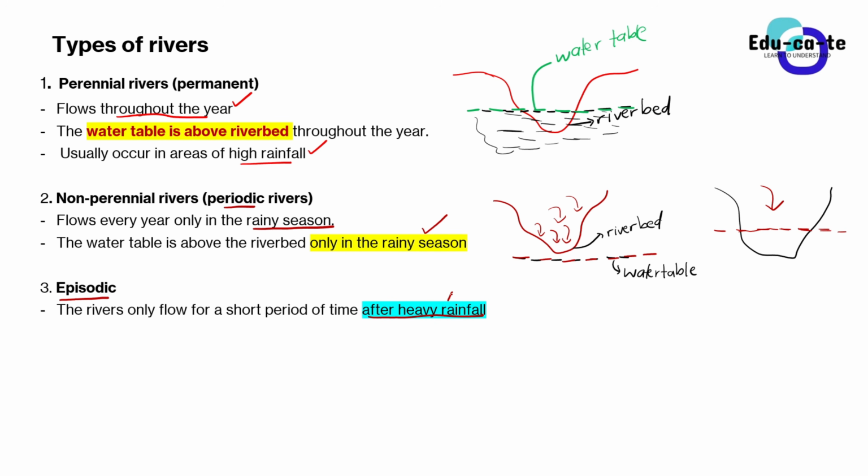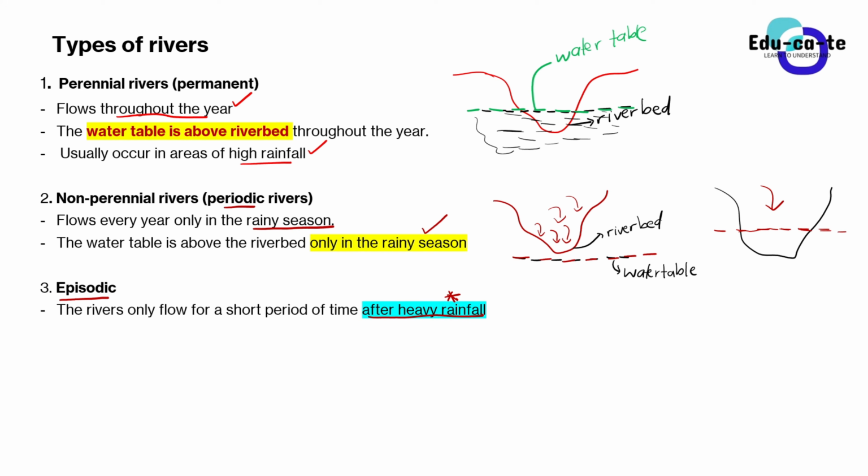So for an episodic river, basically, it does not flow in rainy seasons. It flows only if there is heavy rainfall. So it is episodic. It's more like something that comes only once at a time, just like an episode of Scandal coming every Monday or something like that. So in this same context, the episodic river only flows for a short period of time, only after heavy rainfall.